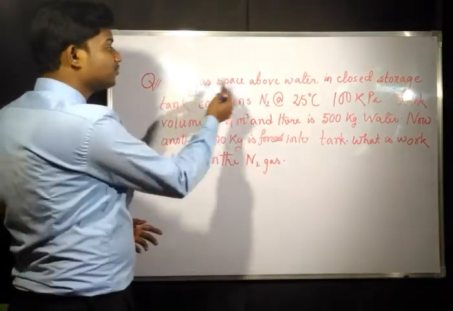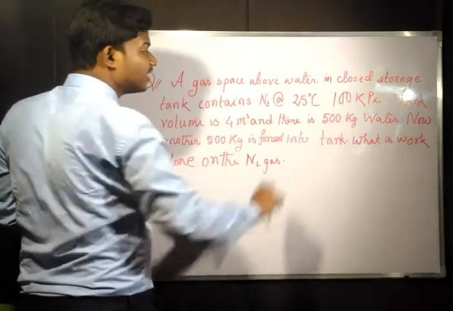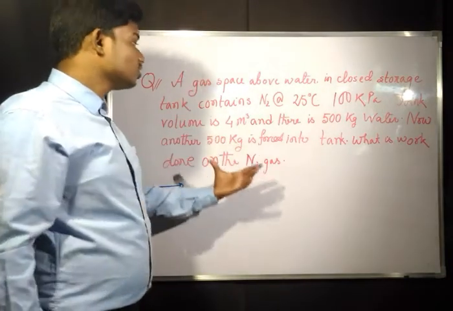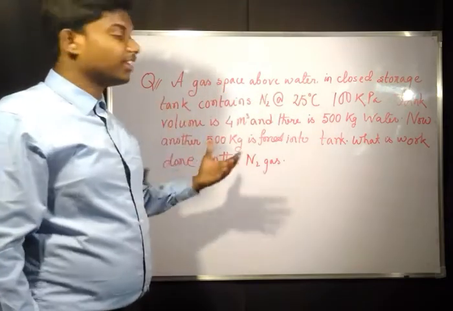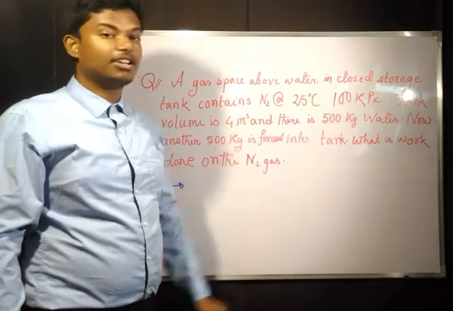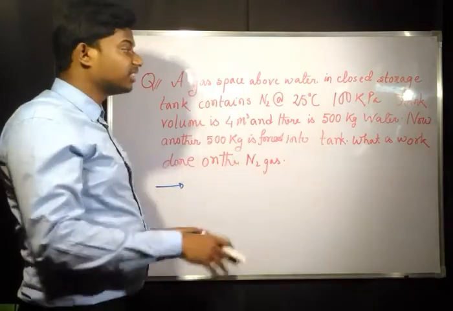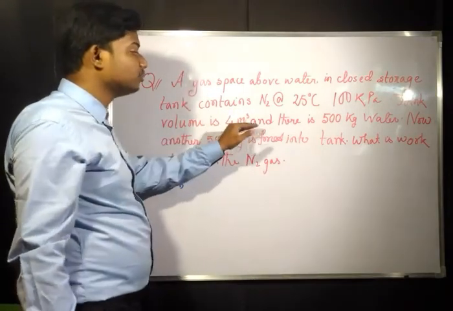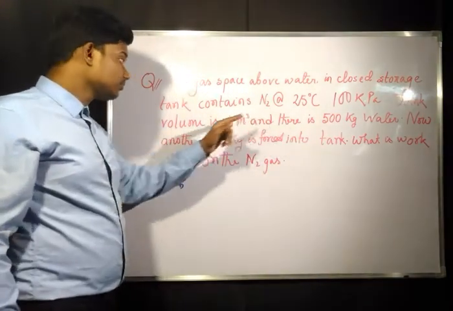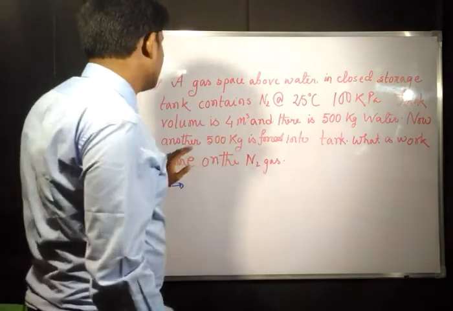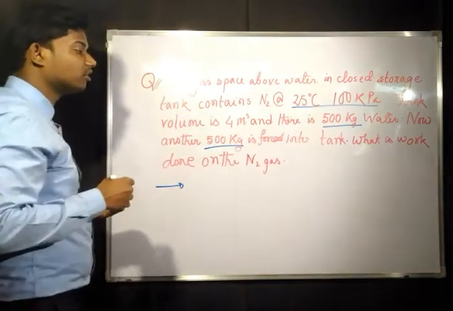They have said that a gas phase above water in a closed storage tank contains nitrogen at 25 degrees centigrade and 100 kilopascal. That means there is a storage container with a water level, and above the water there is a gas phase of nitrogen at 25 degrees centigrade and 100 kilopascal. The tank volume is 4 meter cube, where water and nitrogen are there, and there is 500 kg of water. Now another 500 kg of water is forced into the tank.